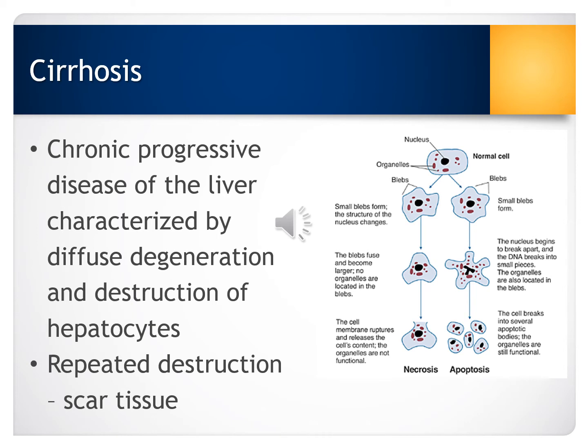Cirrhosis is a chronic progressive disease of the liver characterized by extensive degeneration and destruction of liver cells. It is the 8th leading cause of death in the United States and is twice as common in men than in women. The development of cirrhosis is an insidious, prolonged course, usually after decades of chronic liver disease.